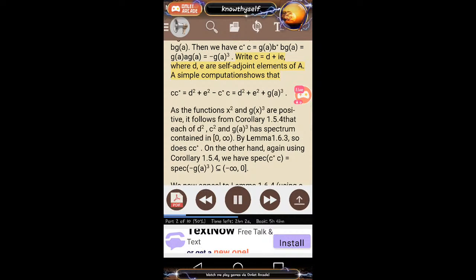Write C equals D plus iE, where D, E are self-adjoint elements of A. A simple computation shows that CC* equals D² plus E² minus C*C, which equals D² plus E² plus g_A^3. As the functions x² and g(x)³ are positive, it follows from Corollary 1.5.4 that each of D², E² and g_A^3 has spectrum contained in [0, ∞). By Proposition 1.6.3, so does CC*. On the other hand, again using Corollary 1.5.4, we have spec(C*C) equals spec(−g_A^3), contained in (−∞, 0].